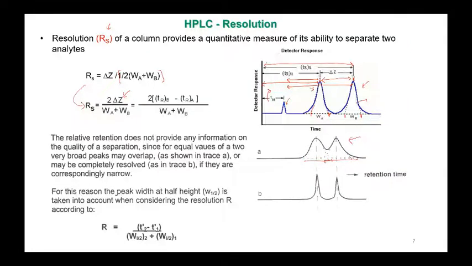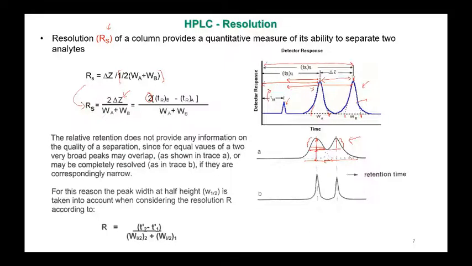For this reason, the peak width at half height, W half, we have to consider the half height peak. That width is taken into account when considering the resolution R according to the definition like this. So this half is coming from this problem, because if you extrapolate, sometimes we see the peaks are closer, and then getting proper information of WA is difficult. What will be the solution? You just consider the peak height, and then you take the half distance of the peak height, and at that distance, the peak width is what you consider for understanding the resolution.